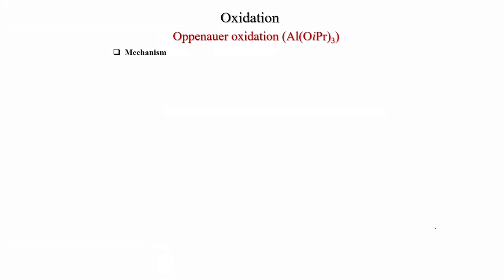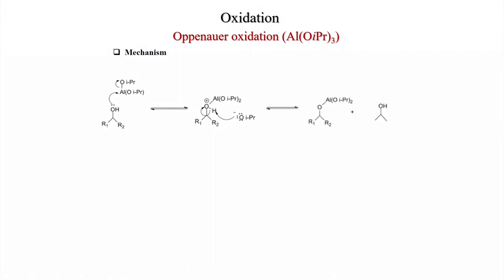What is the mechanism? So, first the alcohol attacks aluminum triisopropoxide and liberates one molecule of isopropoxide anion, and now this acidic proton is taken by the isopropoxide anion to generate isopropanol, and this O-alkyl bond with aluminum intermediate is formed now.